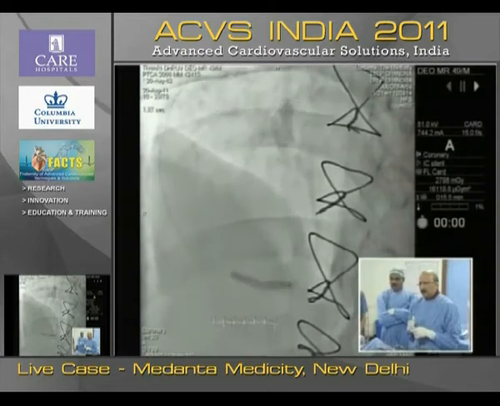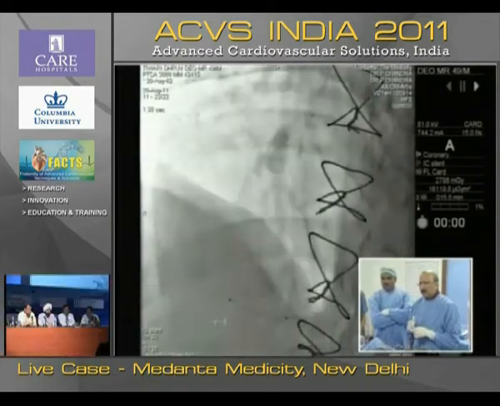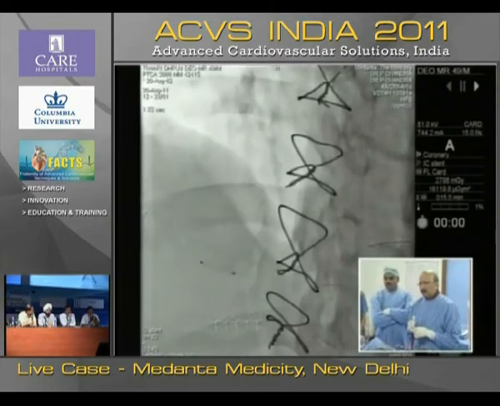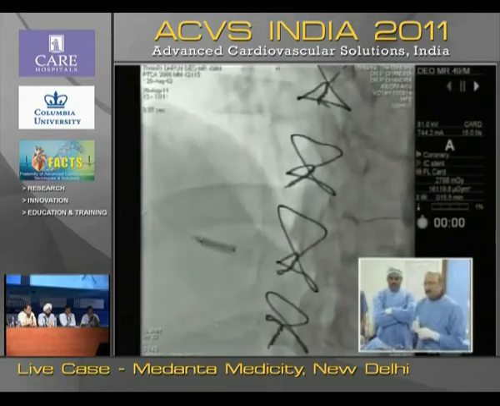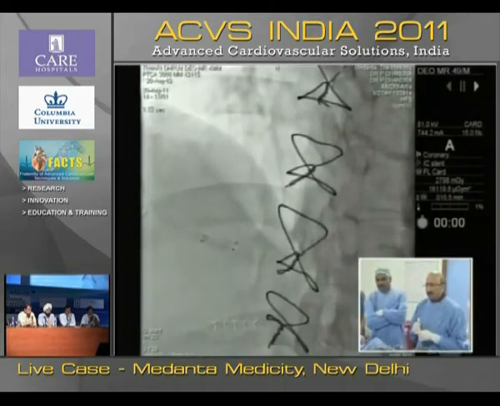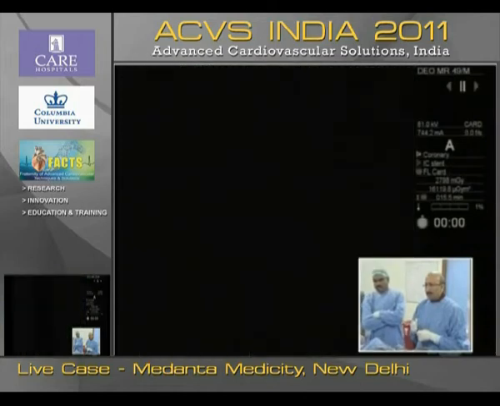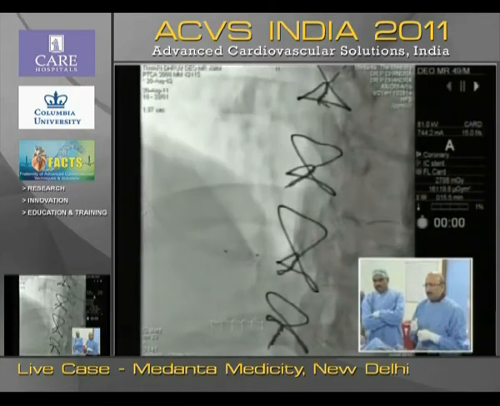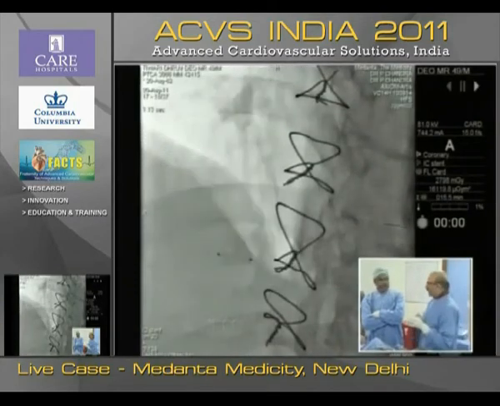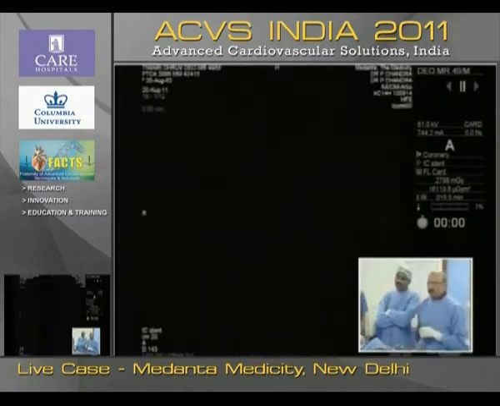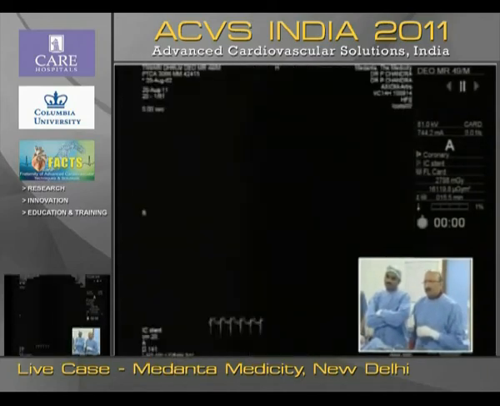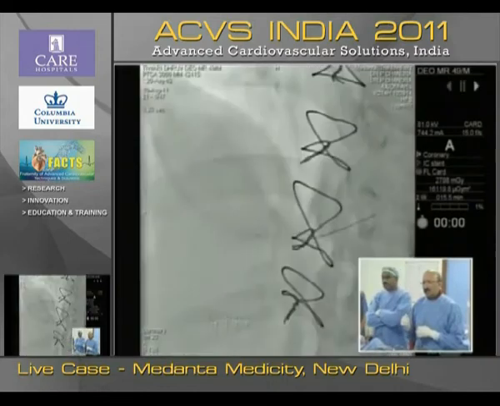What is the diameter of the stent which you have used? 3.5. This is a 3.5 into 19. And we have gone to high pressures now, up to about 18, 19 atmospheres. Next please. Can we see the next please?